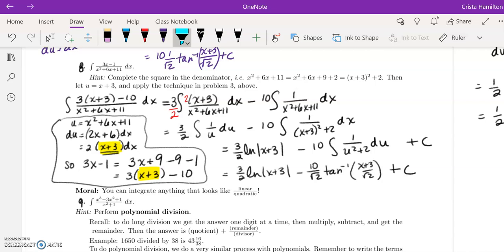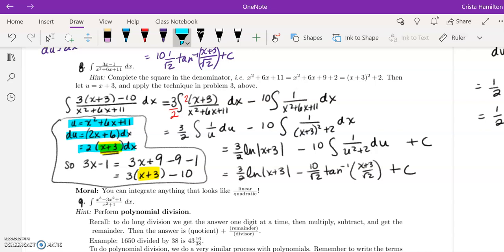So the first thing I did, just to kind of highlight it, is I looked at the u, making it the denominator as we have done in several of these rational functions. I got my du and then went ahead and factored out the 2. So I was looking at this idea that I needed to have an x plus 3 somewhere. And obviously I did not have an x plus 3 in the numerator because it was 3x minus 1. So then I started to manipulate it.